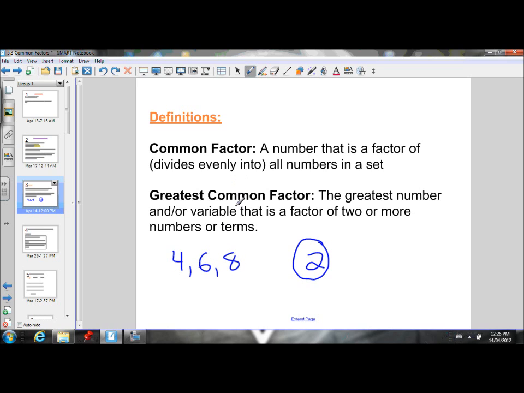A greatest common factor is the greatest number and/or variable that is a factor of two or more numbers or terms. So the greatest common factor is the greatest term that divides evenly into all the numbers. 1 also divides into 4, 6, and 8, and 2 divides into 4, 6, and 8, so 2 would be the greatest common factor because it's greater than 1. A common factor doesn't necessarily have to be just a number. It can be a number and/or a variable. We have to remember that when we go through this section.